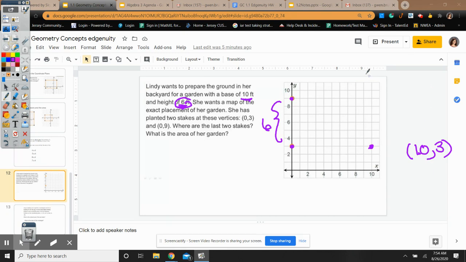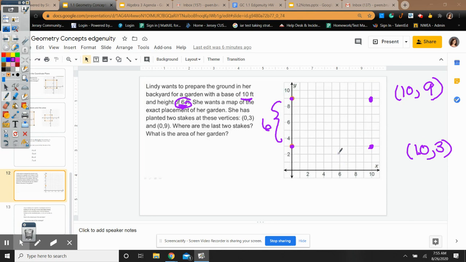The second stake would be off of this post or stake, and we would go over here. And it would also be over 10, but now I'm up 9 units. So those are where the last 2 stakes are.